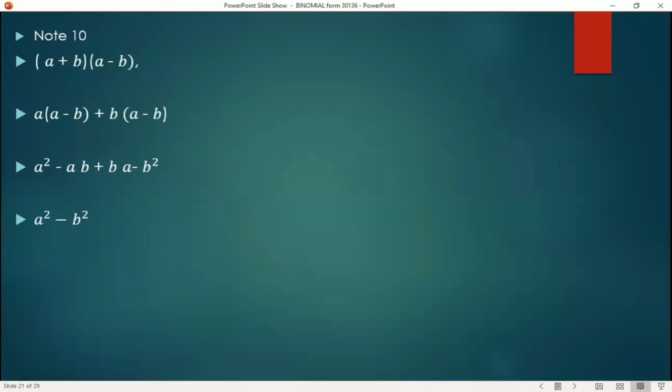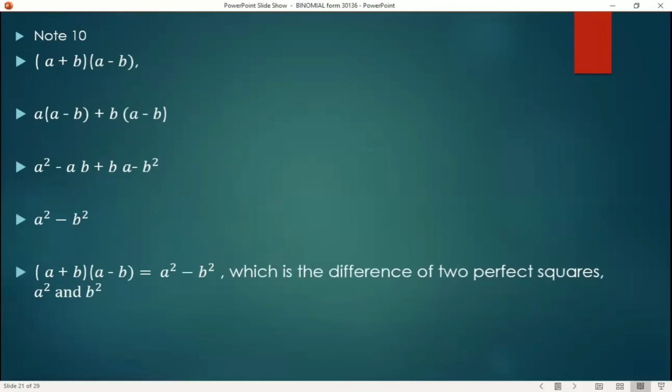So (a + b) multiplied by (a − b) gives a² − b², which is very important. It is a difference of two perfect squares. I repeat, (a + b) multiplied by (a − b) is going to be a² − b², which is a difference of two perfect squares.